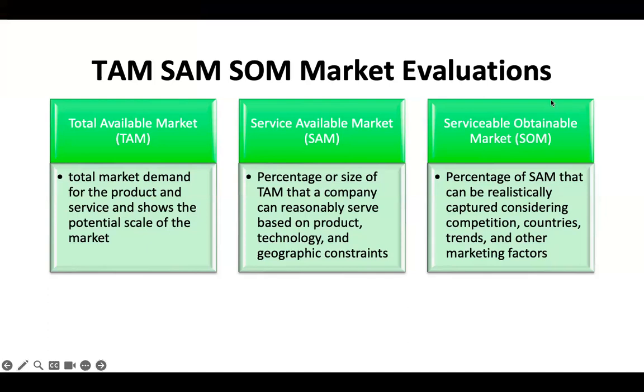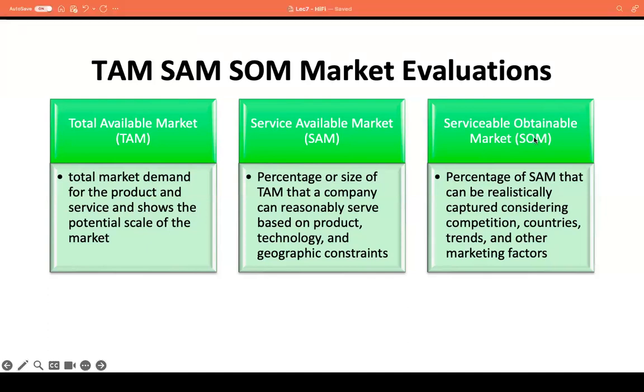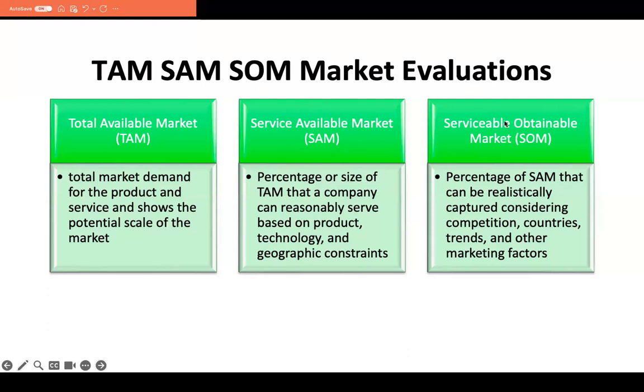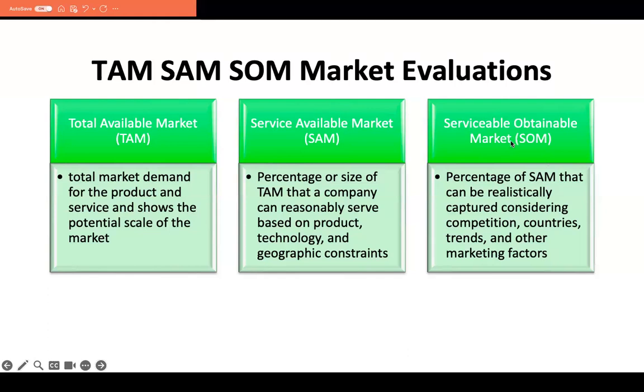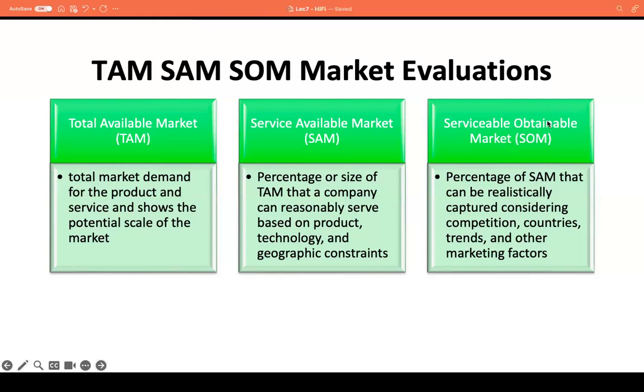What about the serviceable obtainable market or SOM? So if SAM is just a subset of TAM, SOM on the other hand is another subset of SAM. So it is a percentage of the serviceable available market. So can you see the difference? In SAM, it is the serviceable available. But for SOM, it's serviceable obtainable.